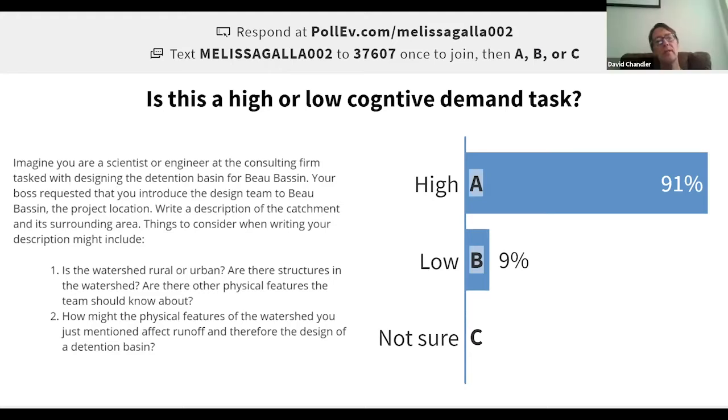I would say that it's a higher level problem because it requires the student to make multiple choices that require judgment. Tell us more about where you see those choices, David. So first, is it rural or urban? That's a choice. And then are there structures? That's a choice, right? So that already complicates things.